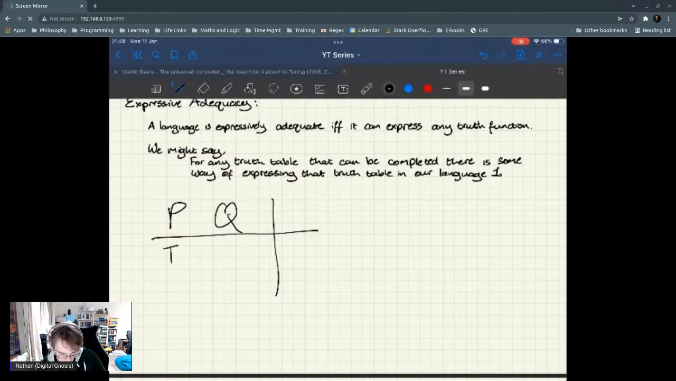It can be true, true, false, false, true, false, true, false. It can be in that form.